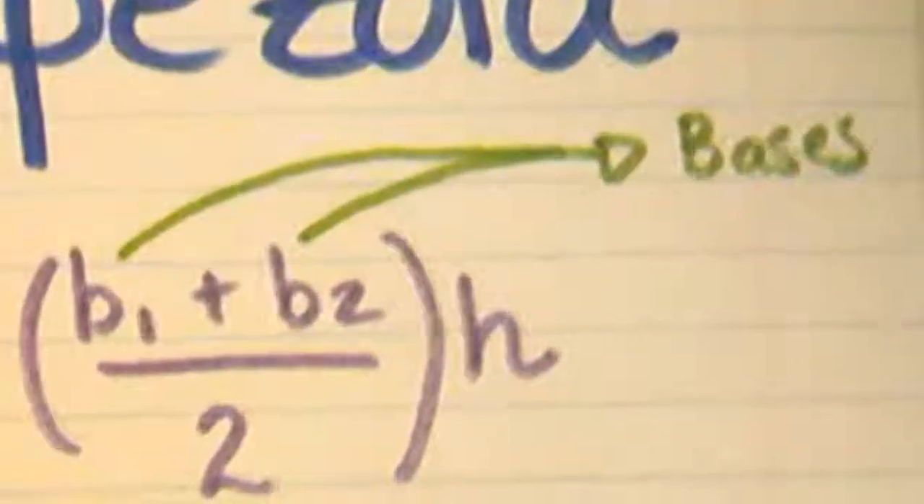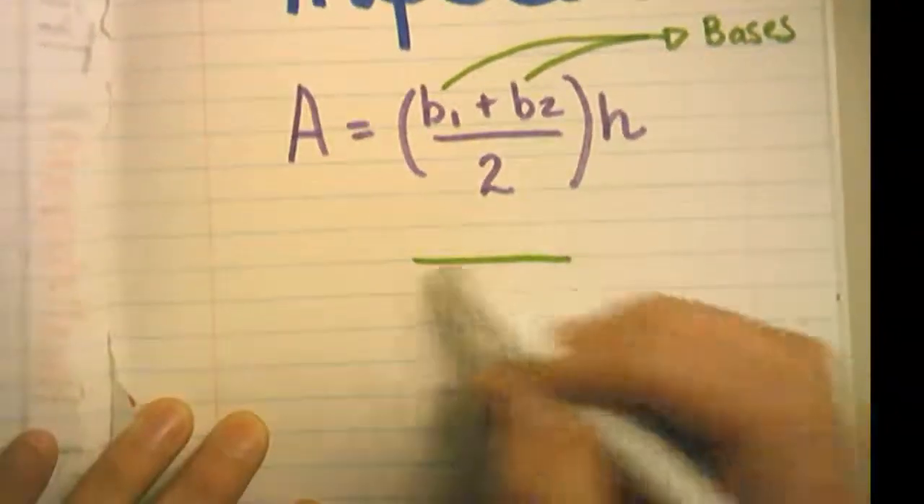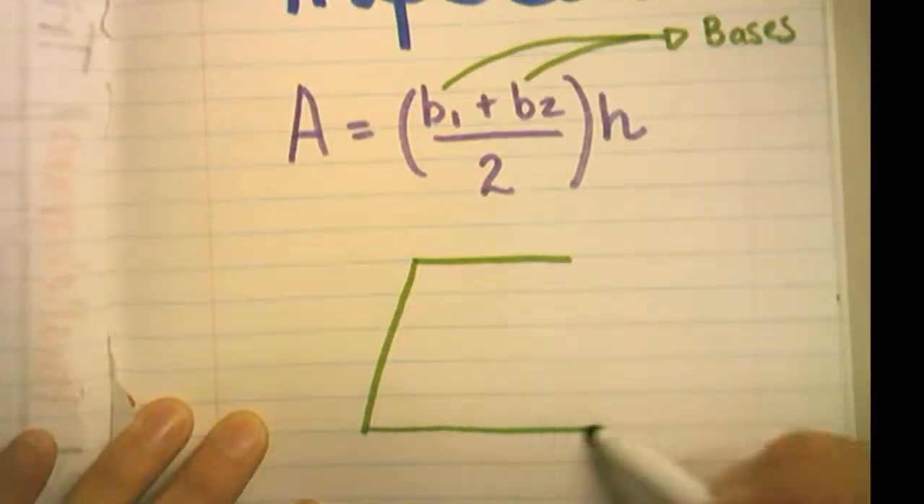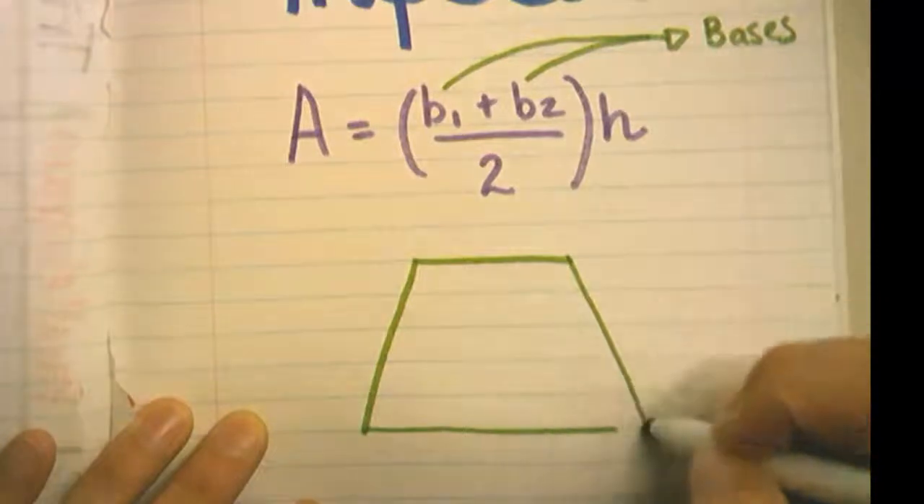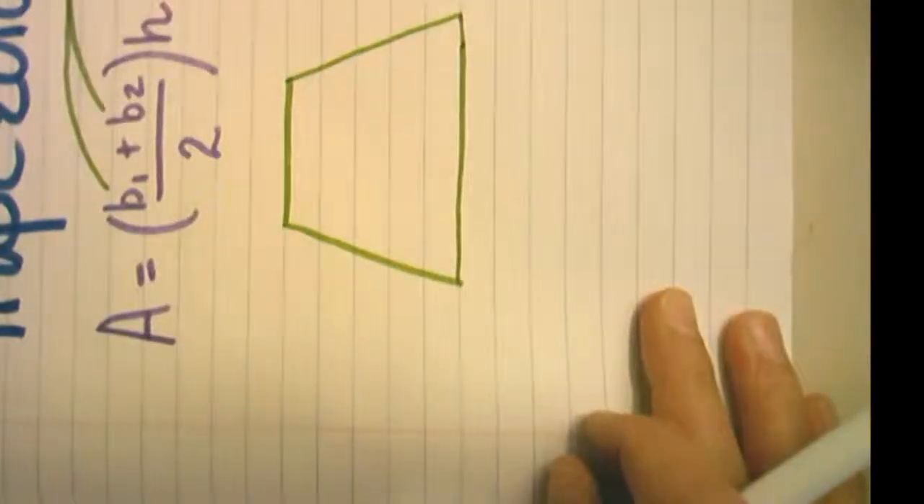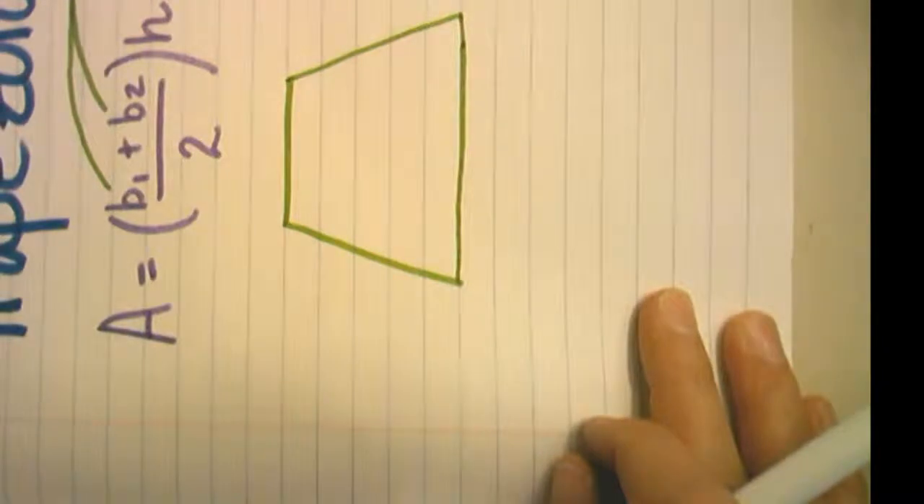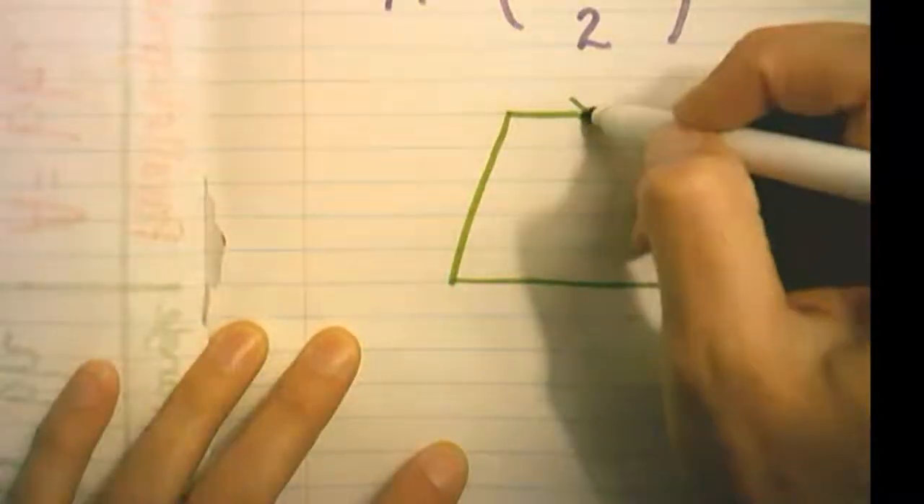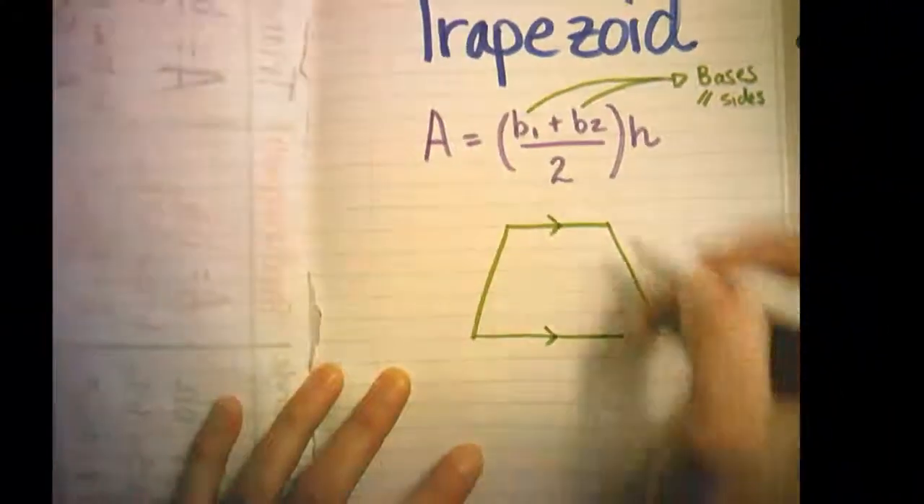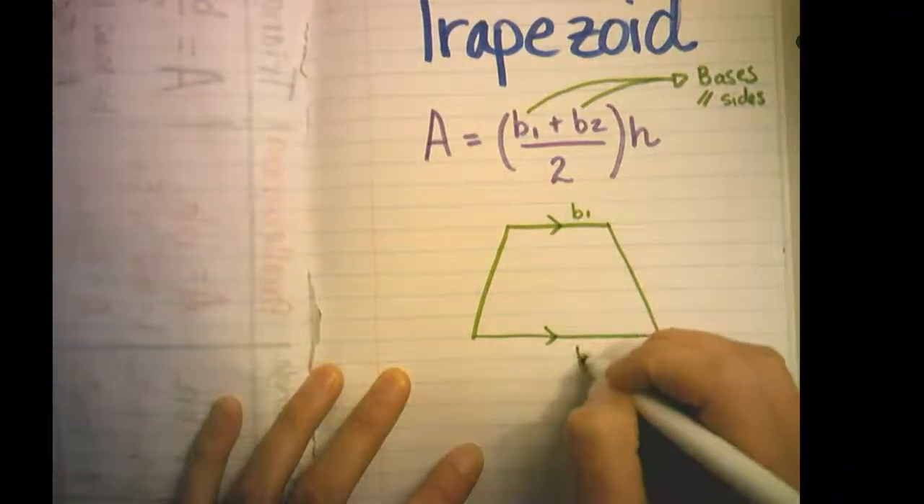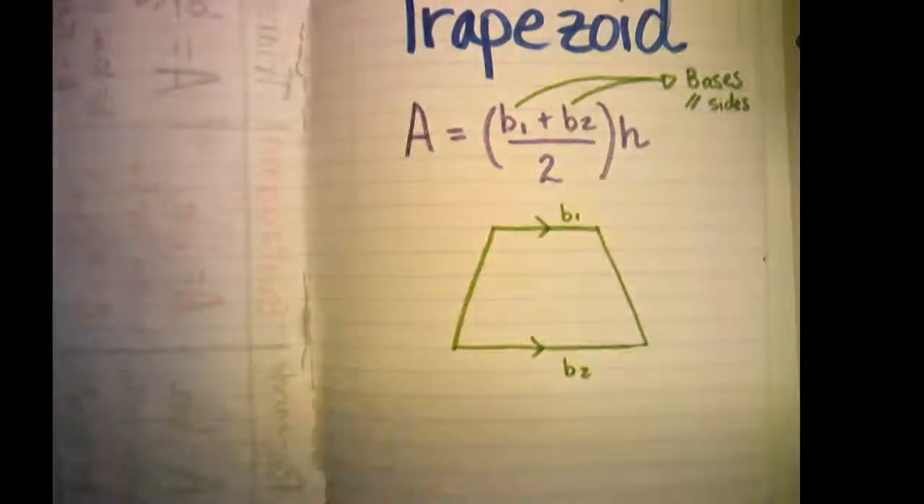How do you know what the bases are in a trapezoid? The top and the bottom? Yeah. But what if it's turned like this? You can't say it's the top and the bottom anymore. It's the straight angles or parallel sides. Good job. It's the parallel sides. So the bases are always the parallel sides. And it doesn't matter which one you call base 1 and which one you call base 2 at all.